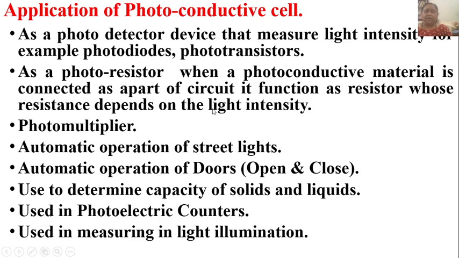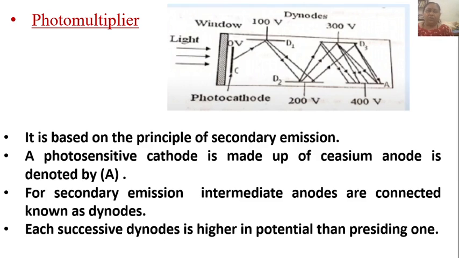It is also used in photomultipliers, automatic operation of street lights, automatic operation of doors for opening and closing, and used to determine the capacity of solids and liquids. It is also used in photoelectric counters and in measuring light illumination. Now see, the first application is the photomultiplier.